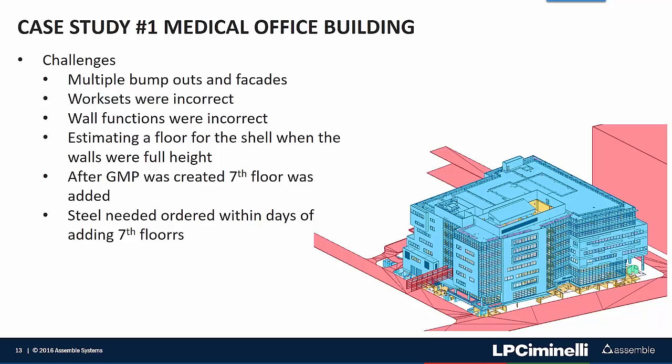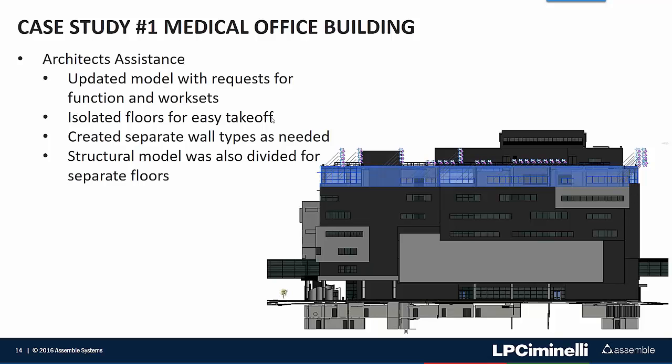The GMP was created on the 6th floor, and very shortly after, they finally decided to add the 7th floor back in. With that happening, the steel needed to be ordered within days, so we needed to create that estimate very quickly and easily. We were very fortunate that the architect was really willing to work with us on this project. I was able to communicate with them some things that they could change in their parameters or their functions for work sets to allow us to get these new models that they were sending us daily during this design process and pull those quantities out quickly.